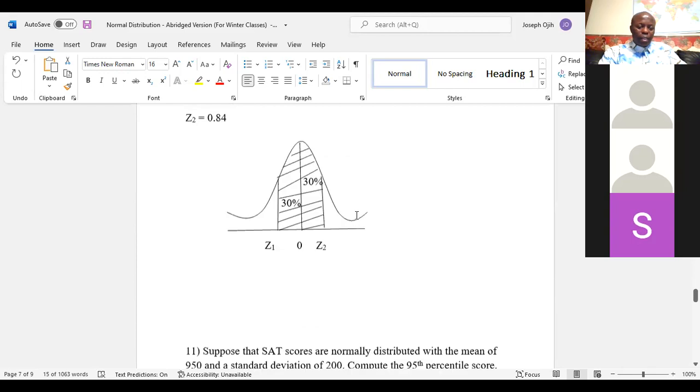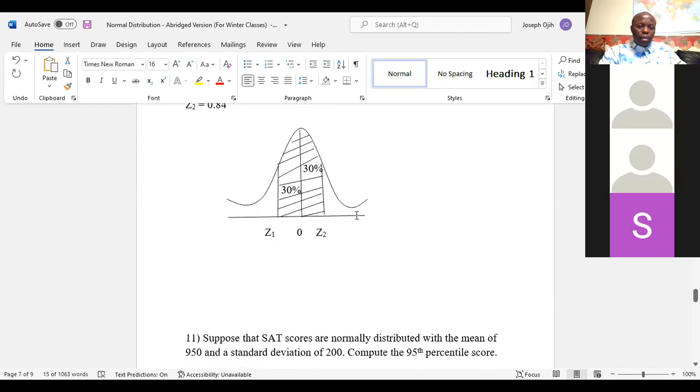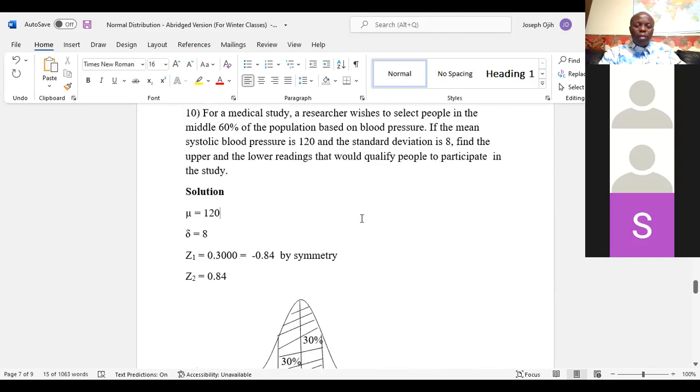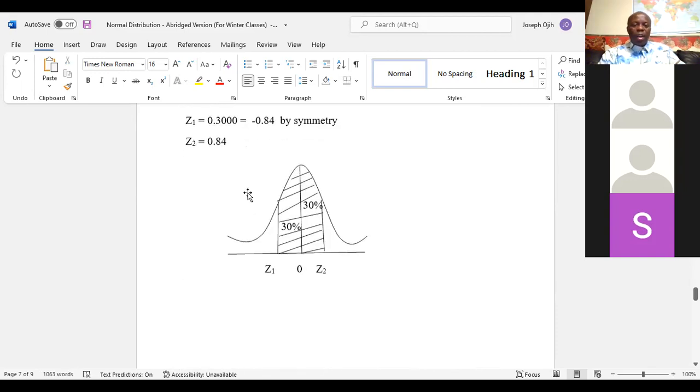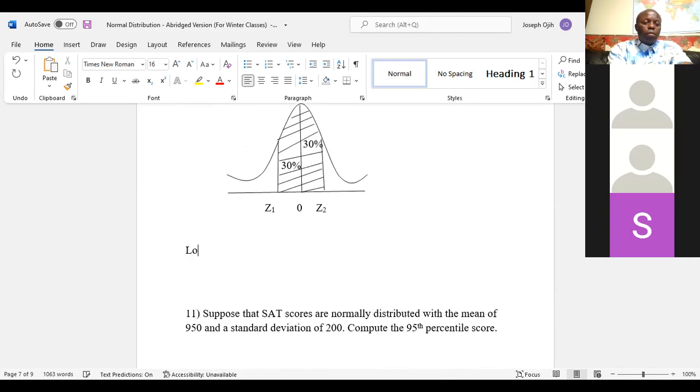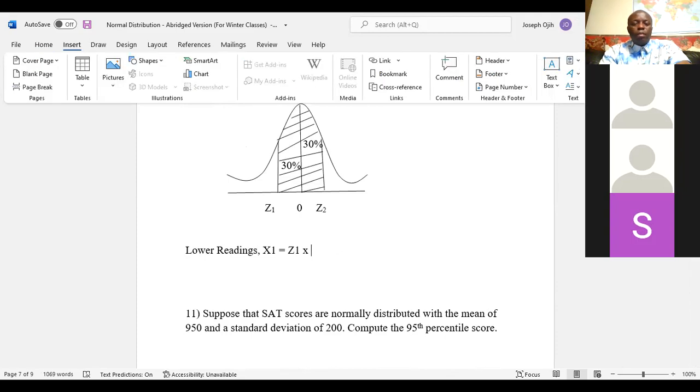Now we can apply this rule here, the same formula we use on the other one, but it's just a slight modification. So we have the lower within. x1 will be z1 times standard deviation, which we can get from here as this, plus mean. Okay, so we can modify the code so I can see it properly.